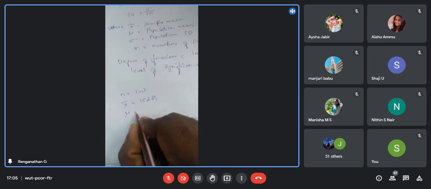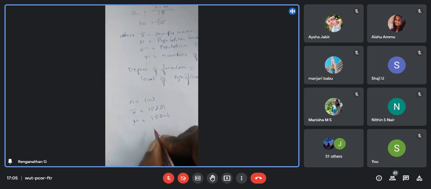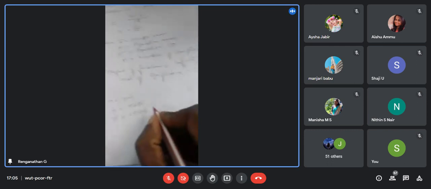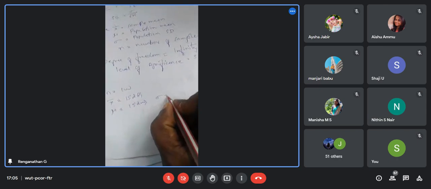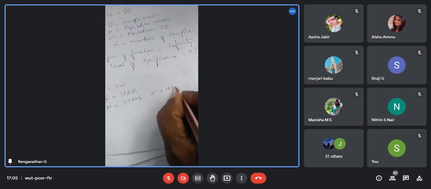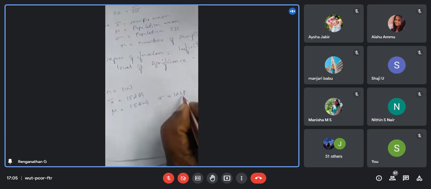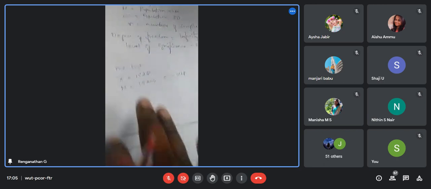Population mean means mu. Mu is given, 15,200, and the population standard deviation is also given. Population standard deviation means sigma. It is given, which is 1,248. So these are the pieces of information given in your question.